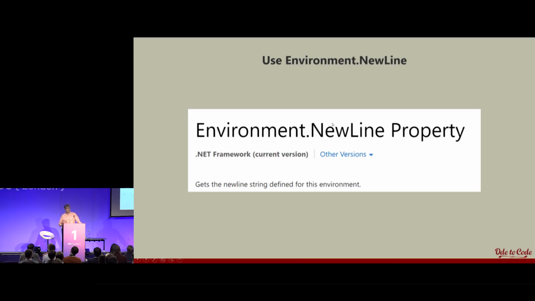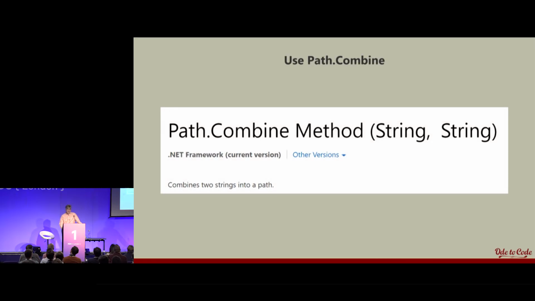So if you use Environment.NewLine instead of trying to hard code characters into strings, you will get the proper newline string defined for the environment that you're operating in. Same thing with combining paths together. Is it a / or a \? If I just use the Path.Combine method, that'll combine two strings into a path in a way that works on whatever operating system I'm targeting.